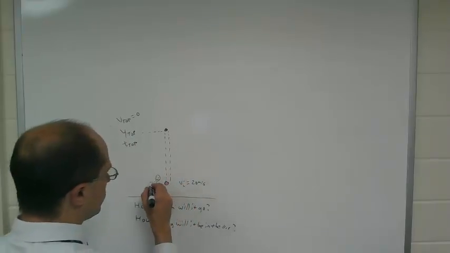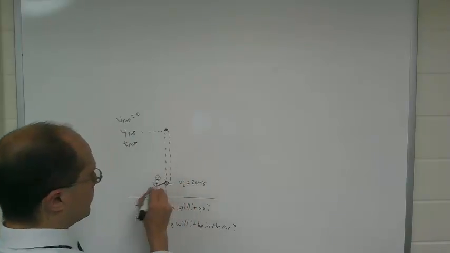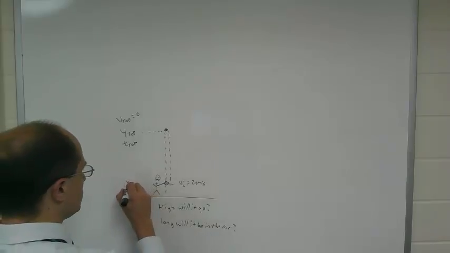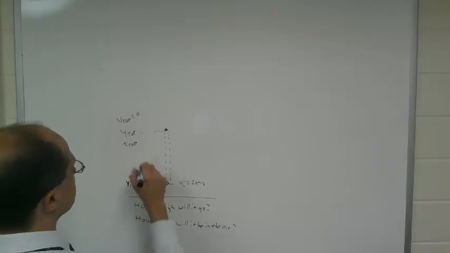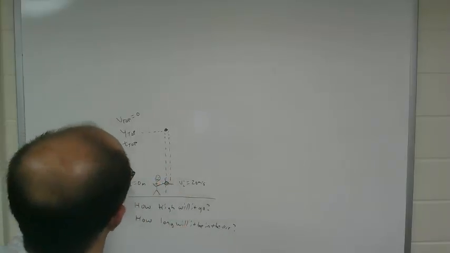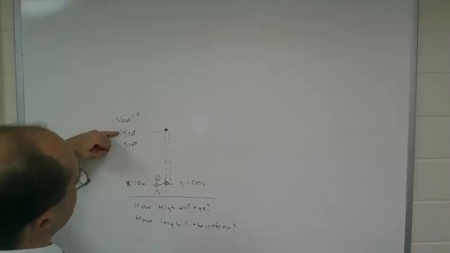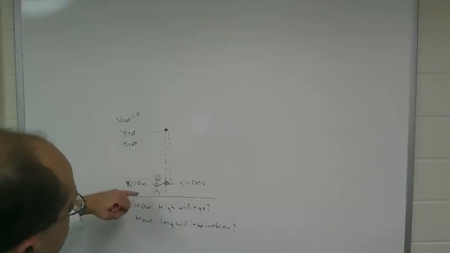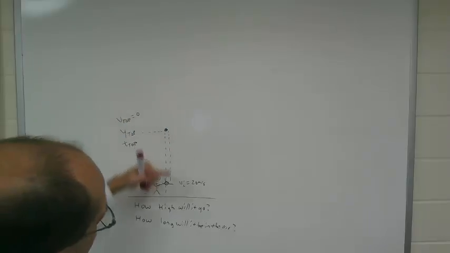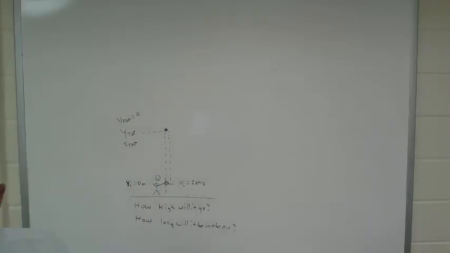Now, the best approach is to put the origin where we throw the ball. So this becomes y initial equals 0 meters. And then whatever we go above us is y at the top. That's our maximum height. We can call that y top or y max. That's as high up as it'll go, and then it'll return back to y initial.